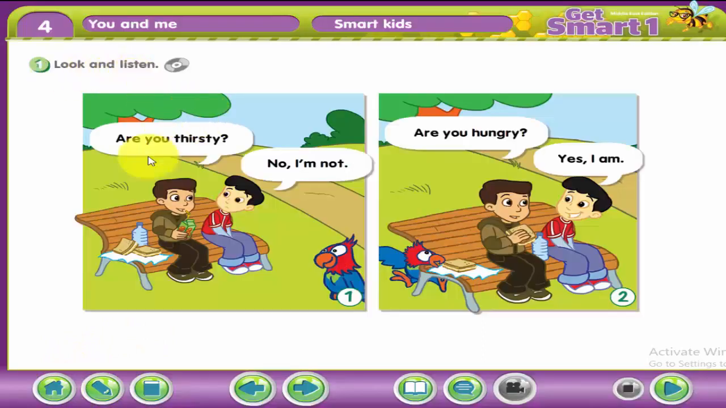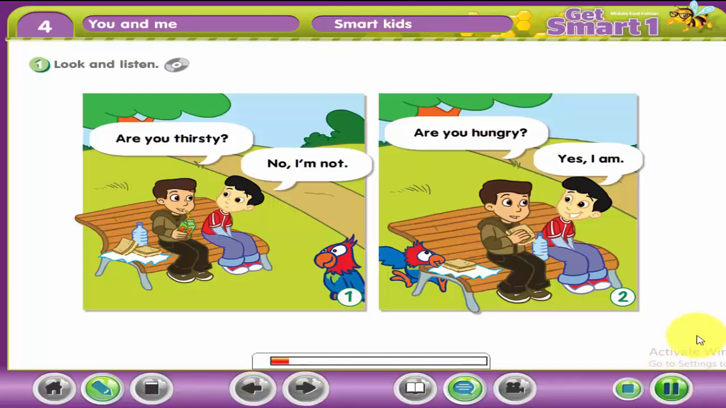Look and listen. Look at the pictures then listen. Activity 1. Look and listen. Are you thirsty? No, I'm not. Are you hungry? Yes, I am.